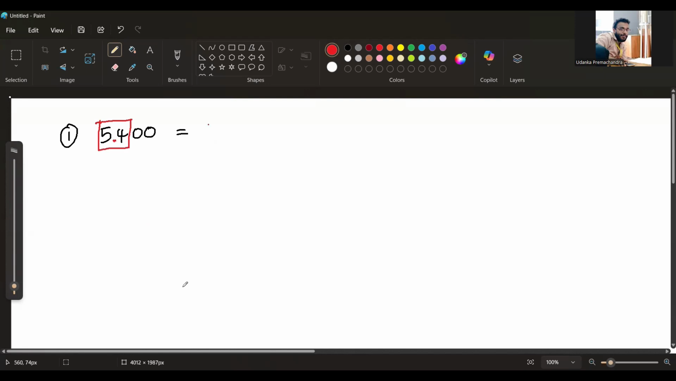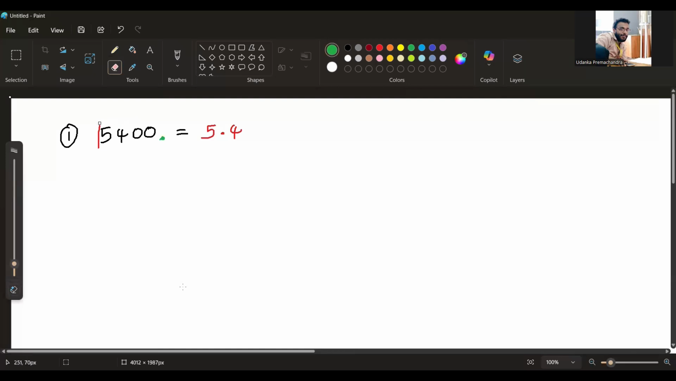5 and 4, it should be 5.4. Is that clear? When there is no decimal point mentioned, the decimal point should be placed at the last, no? If there is no decimal point mentioned, it should be placed at the end.